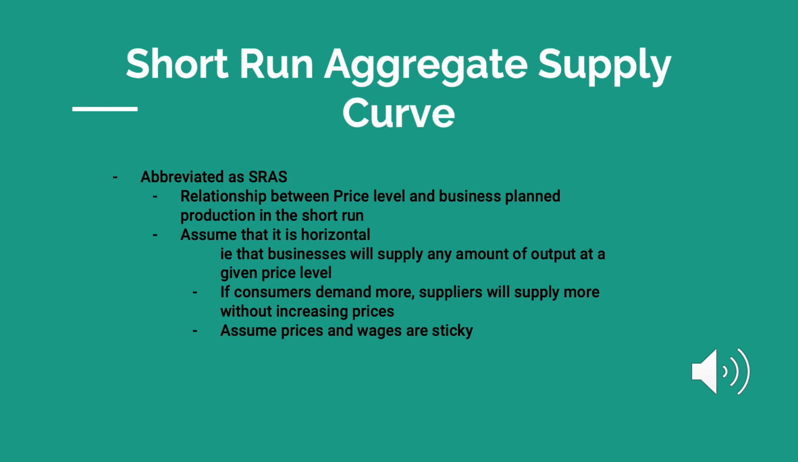The short-run aggregate supply curve is the relationship between price levels and business planned production in the short run. We always assume this to be horizontal in this model because we assume that for any given price level, businesses will supply any amount. This is because we use the Keynesian theory, assuming prices and wages are sticky. So if consumers demand more, suppliers will supply that amount without increasing the prices.